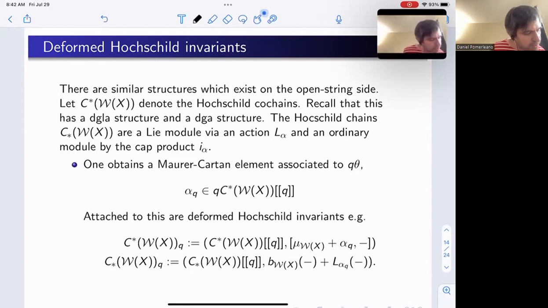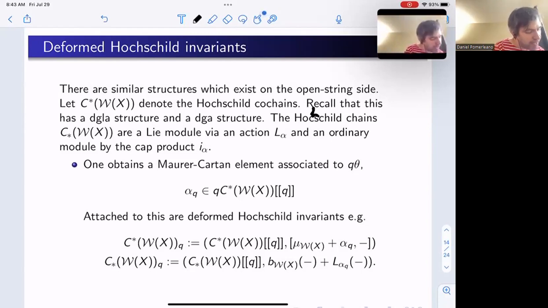Now the Hochschild chains. The Hochschild homology is a module over the Hochschild cochains in two different ways. It has one Lie module structure, and it has an ordinary module structure, which is more well known as the cap product. If I wrote down the formulas for this, we'd all go crazy. They're long formulas, but this is the basic picture of what you have.